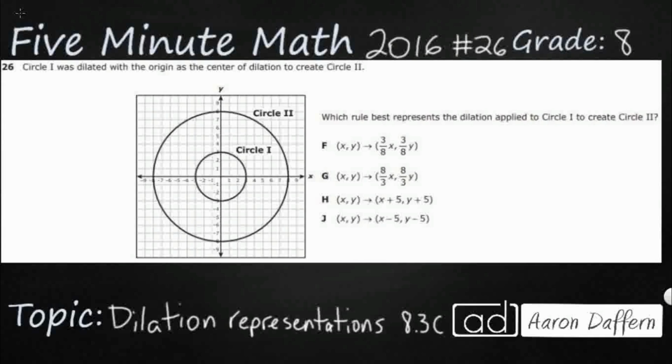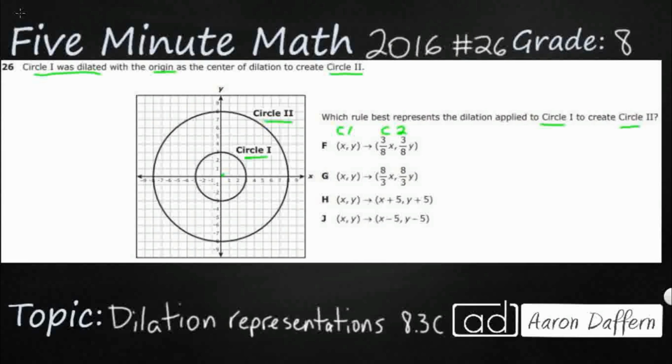So we've got circle 1, it's this smaller one right here. It's dilated, we've got the origin as the center, and it was dilated to create circle 2, which is this larger one out here. So we need to find the rule. They don't really label it in the answer selections of F, G, H, and J, but they say it's circle 1 to create circle 2. So we need to go ahead and label this right here. C1 is going to be on the left, C2 is a result of dilating, doing something to C1. That's going to help us as we're looking at those two columns there.